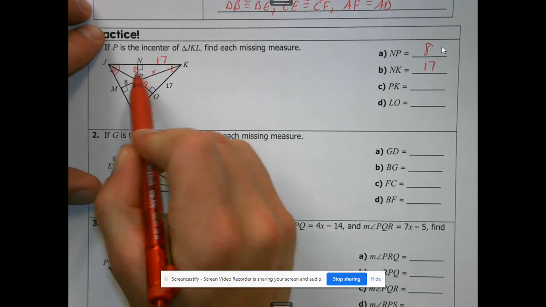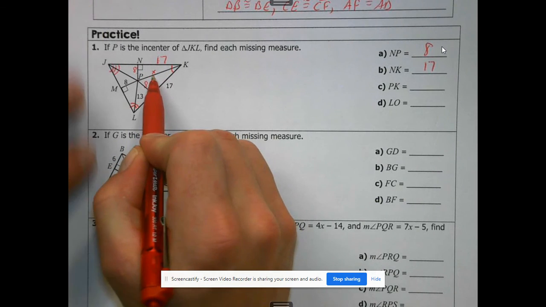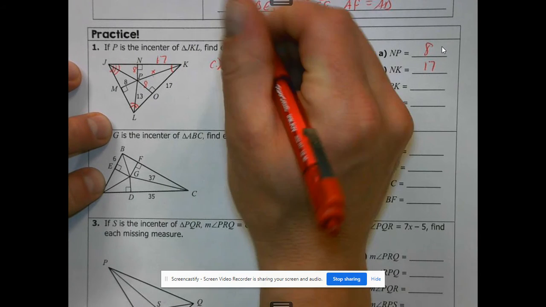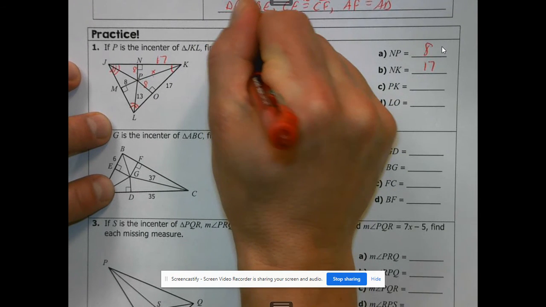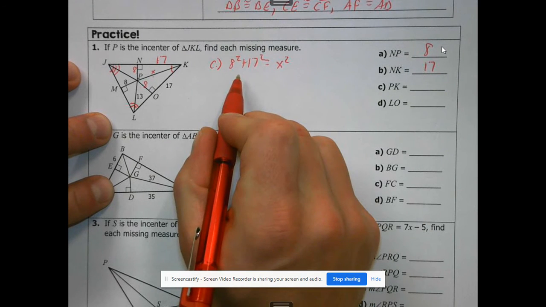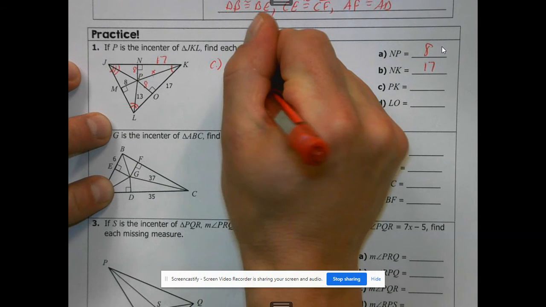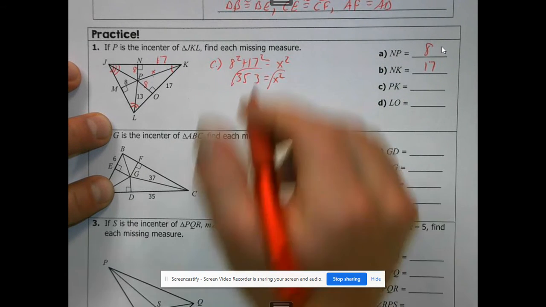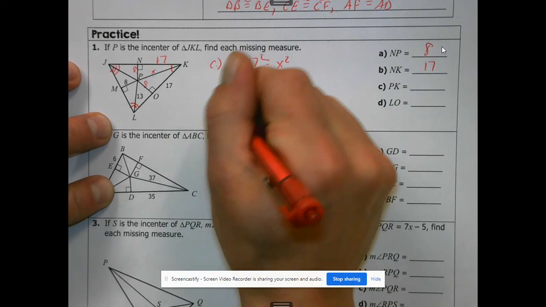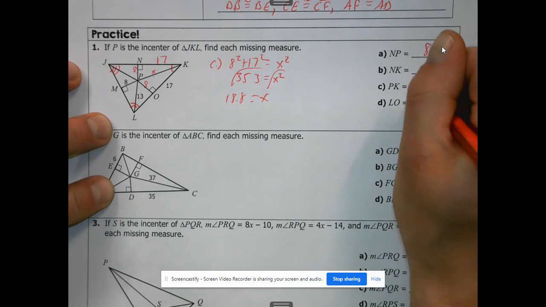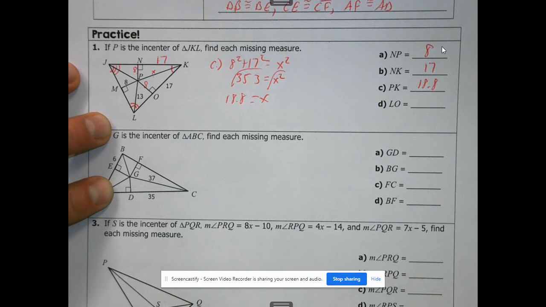A squared plus B squared equals C squared. All right, so for letter C, 8 squared plus 17 squared is X squared. Left side adds up to be 353. Square root that. That comes out to be 18.8. So from P to K, that's 18.8.